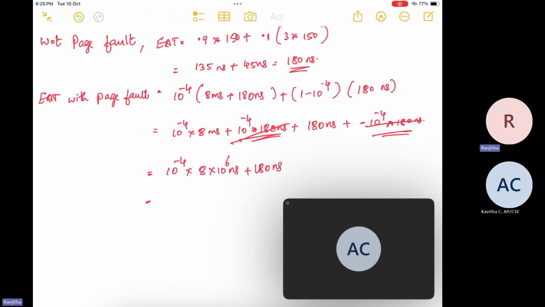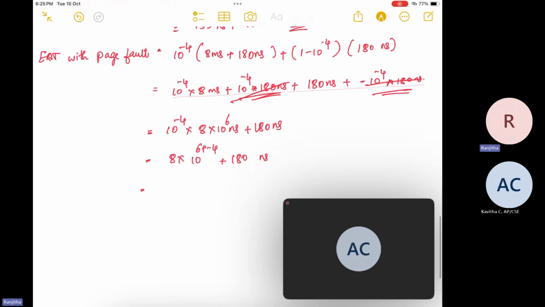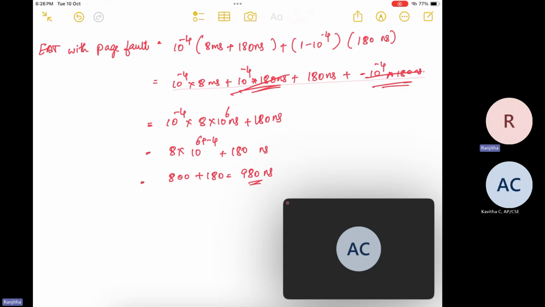So this will be 8 into 100, 800, plus 180, which is 980 nanoseconds. So the effective access time with page fault is 980 nanoseconds.